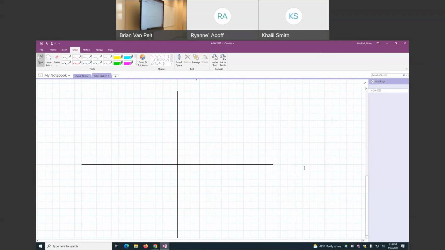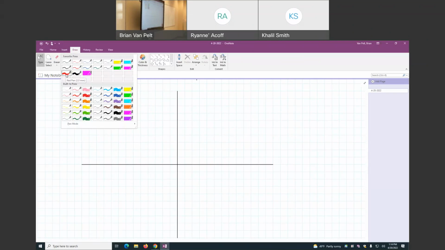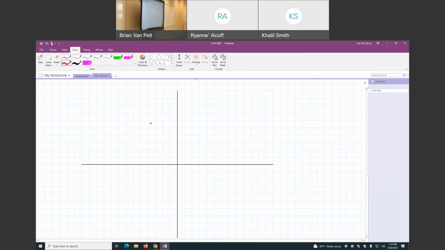Let's start with the first one, the 1/8 x plus 2. Remember the way this works is I am going to place a dot somewhere on this graph. So I'm doing the 1/2, no wait, what is it? 1/8 x plus 2. Tell me where I put my first dot. 1, 2, and I put a dot.